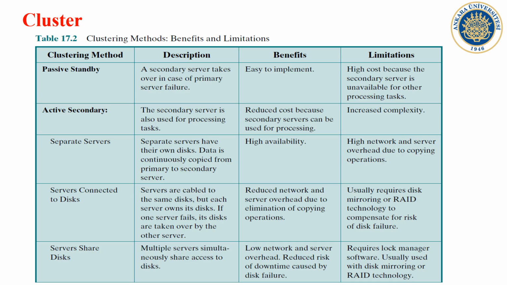These slides summarize the main clustering methods along with their benefits and limitations. First, passive standby. In this approach, one server performs all processing while a secondary server remains idle and only takes over if the primary fails. It is easy to implement, but it is costly and inefficient because the secondary server is not used for normal processing. It improves availability but not performance. Second, active secondary.